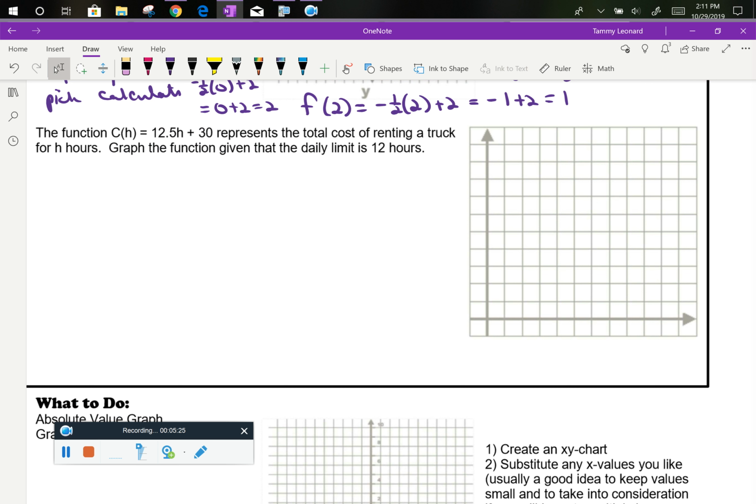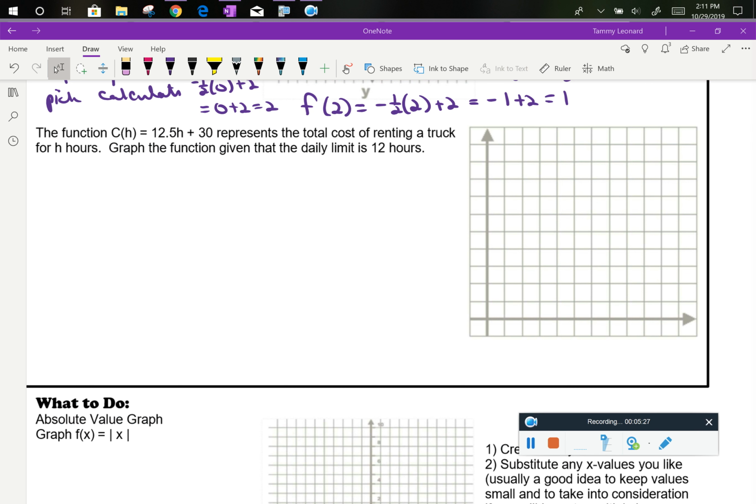Let's look at another situation of a function rule, a linear function rule. This says the function c of h equals 12.5h plus 30 represents the total cost of renting a truck for h hours. We're asked to graph the function given that the daily limit is 12 hours. Okay, so if the daily limit is 12 hours, I can't rent the truck for more than 12 hours.